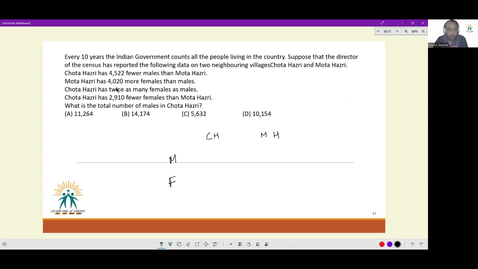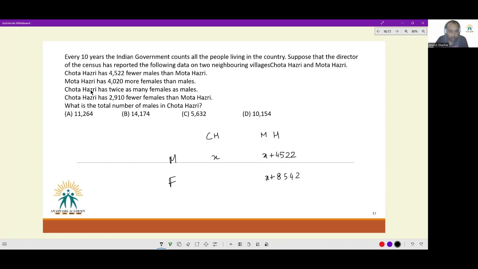I should ideally be starting off with Chota Hazri is twice as many females as males. So let me put down Chota Hazri has 4,522 fewer males than Mota Hazri: X plus 4,522. Mota Hazri has 4,020 more females than males, so this number plus 4,020. So x plus 2, 4, 5, 8. X plus 8, 5, 4, 2.